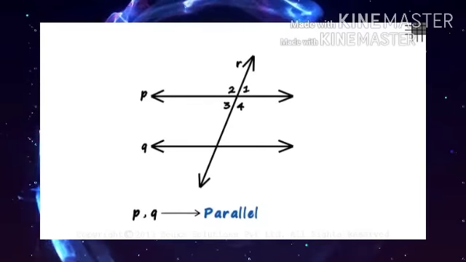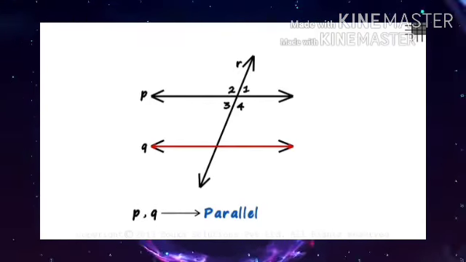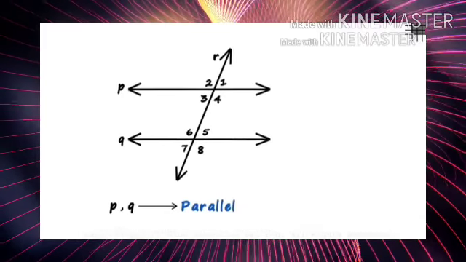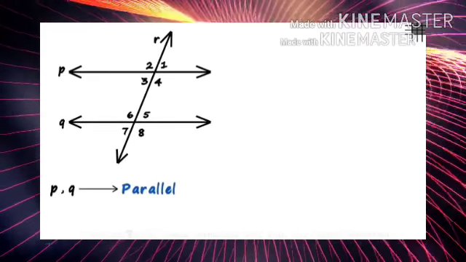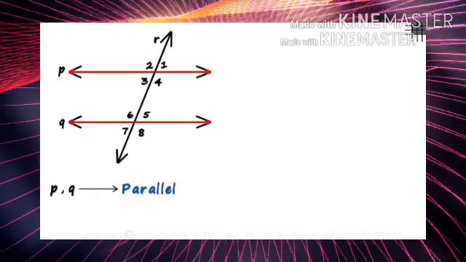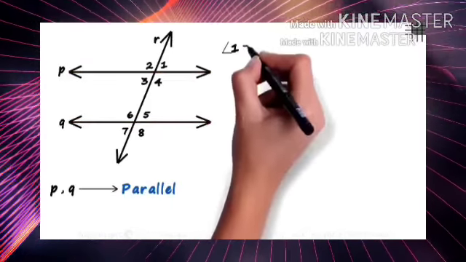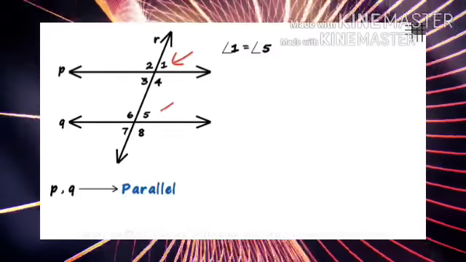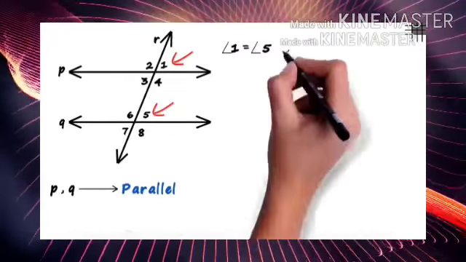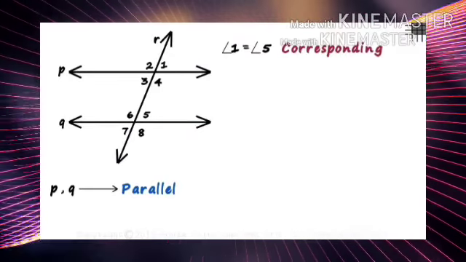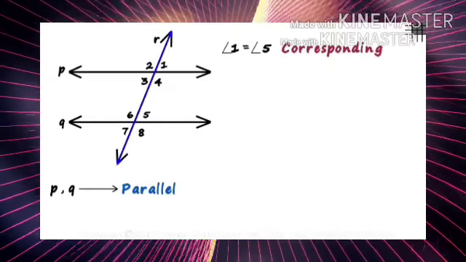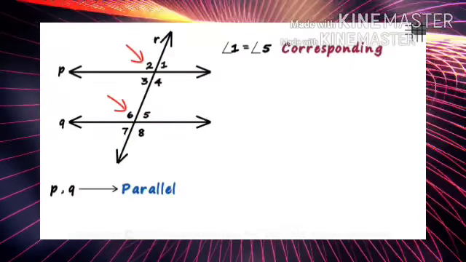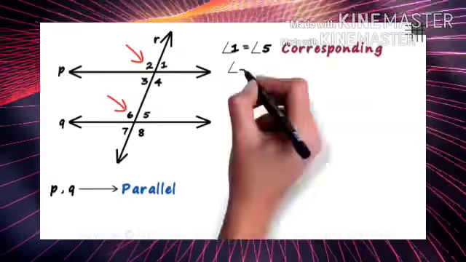Let us name the angles as 1, 2, 3, 4 on P and 5, 6, 7, 8 on Q. Now there is a relationship between these angles. Let us see. Here angle 1 is equal to angle 5 and they are known as corresponding angles. Corresponding angles lie on the same side of the transversal. Similarly, angle 2 is equal to angle 6.